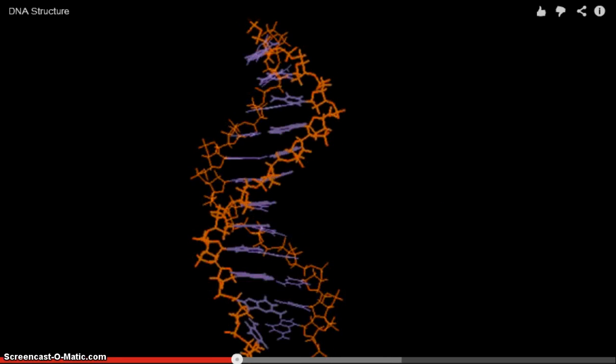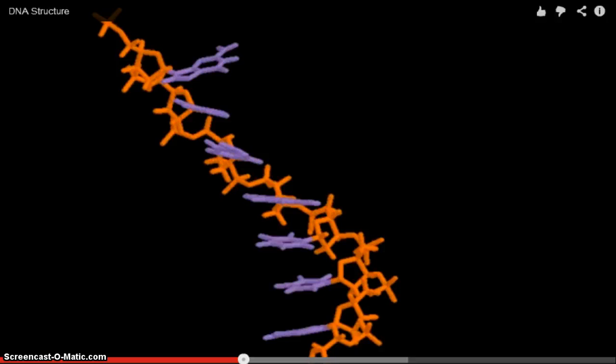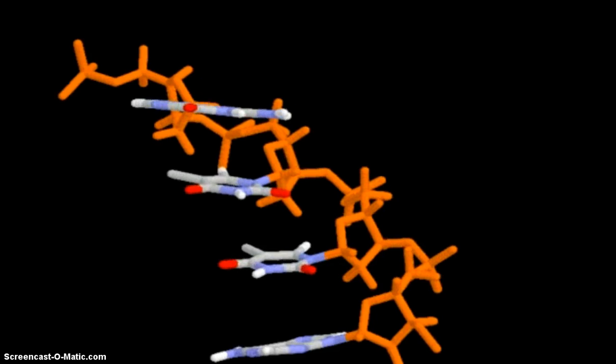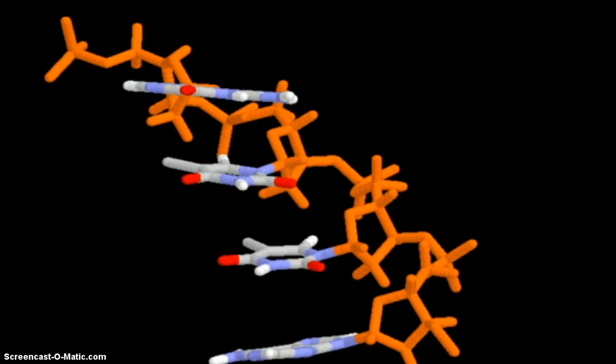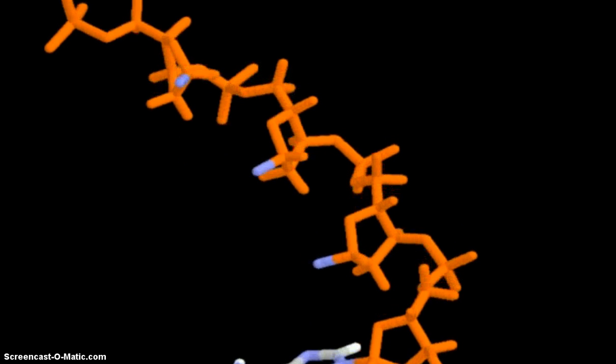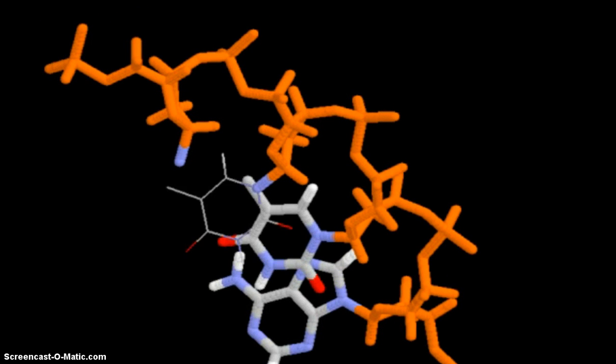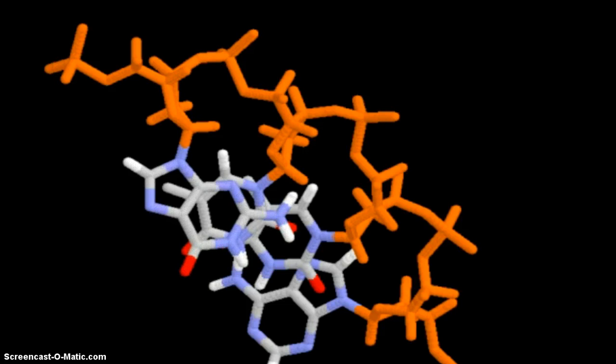A cyclic base is attached to each sugar. The bases are planar and extend out perpendicular to the path of the backbone. Pyrimidine bases are composed of 1 ring, and purine bases of 2 rings. Adjacent bases are aligned so that their planar rings stack on top of one another. Base stacking contributes significantly to the stability of the double helix.